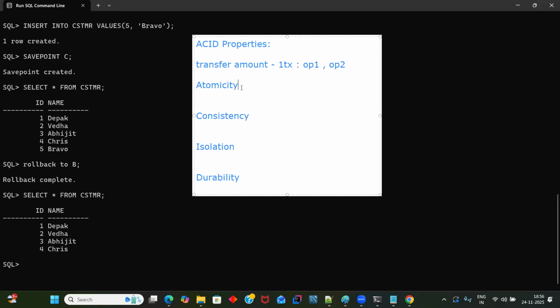Now, what atomicity ensures here is either all operations should succeed, or none of them will be executed, guys. I mean, both operations can succeed, or both can fail. That's what atomicity talks about. Understood or not? That's what atomicity means. Atomicity means either both operations have to succeed or none of them. None of them needs to be executed. Make sense?